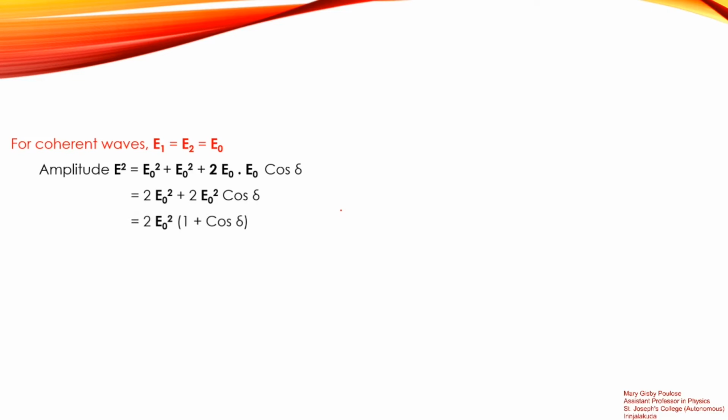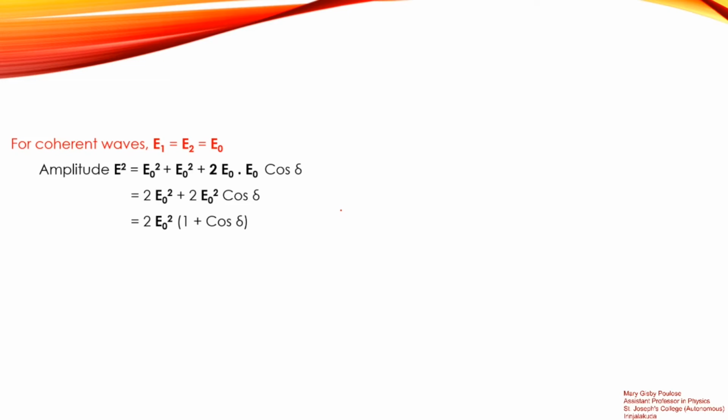Now, when we use coherent waves for this interference, the amplitudes of the waves will be almost equal. So we can take the approximation that E1 = E2 = E0. Thus, the expression becomes E² = E0² + E0² + 2E0 E0 cos δ. Taking E0² together, we can write 2E0² + 2E0² cos δ, that is 2E0²(1 + cos δ).